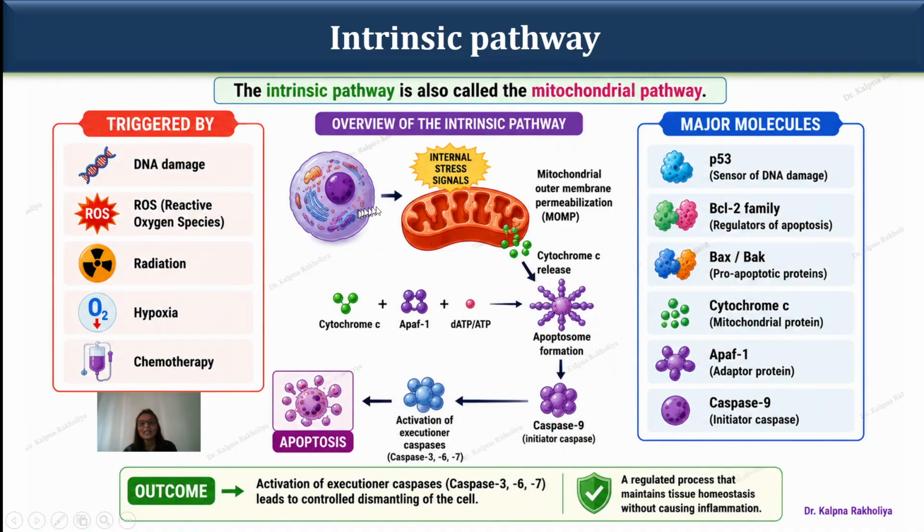Then this signal is passed to the mitochondria. The mitochondria permeabilize their membrane and release cytochrome C. Cytochrome C will form the apoptosome. How this event occurs, we will discuss in detail later on. Then caspase 9 is involved. After caspase 9 activation, it activates the executor caspases like 3, 6, 7, and later on the apoptosis process will occur. So this is the intrinsic pathway overview.